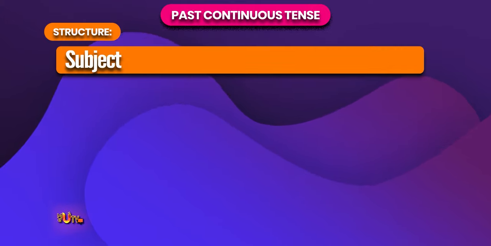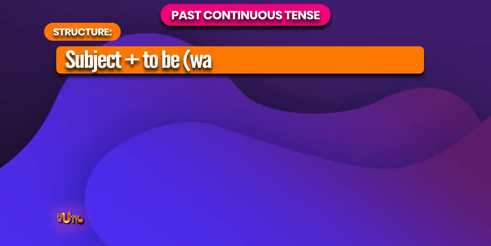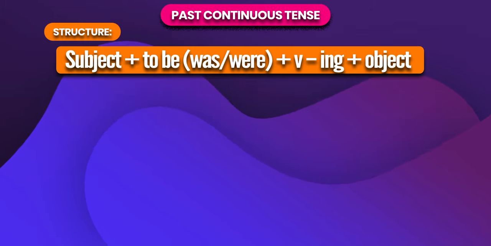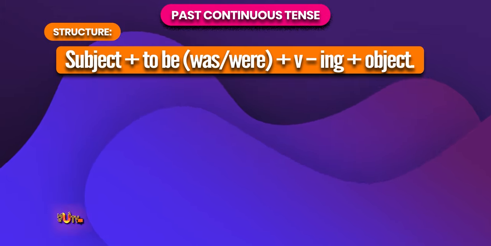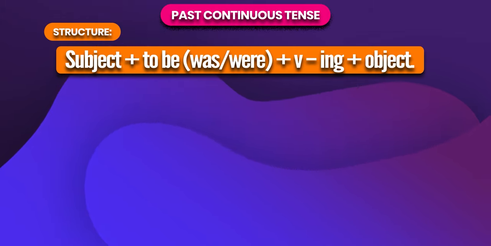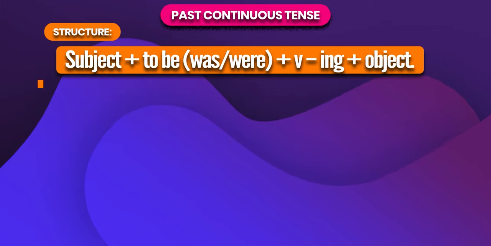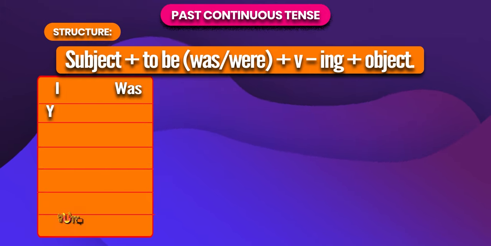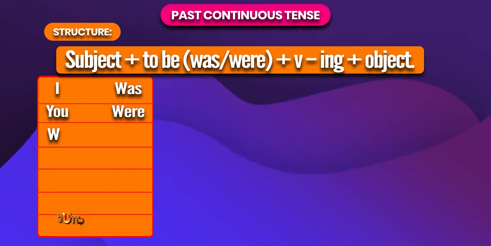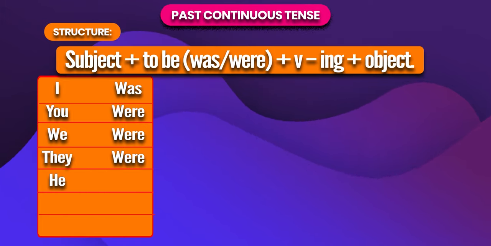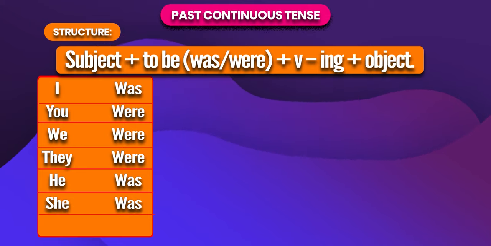Subject plus to be verb, was or were, plus verb ing form, plus object. To understand which subject comes with was or were, we are going to illustrate them one by one. I was, you were, we were, they were, he was, she was, and it was.